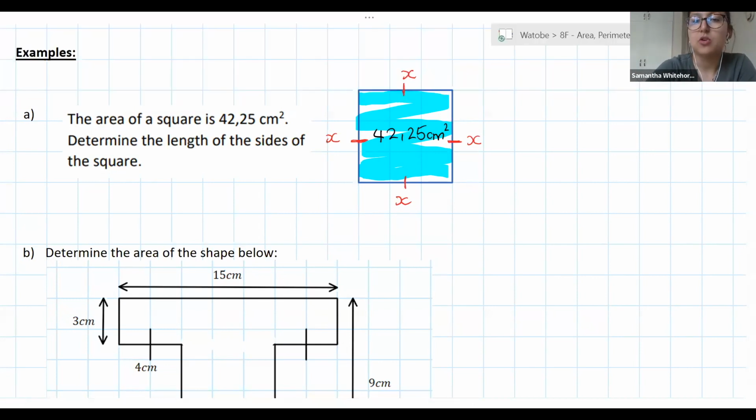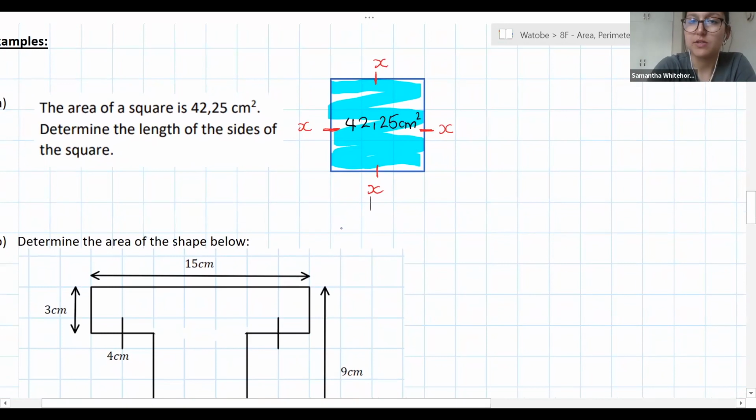And so what that means is we can go back to our formula for the area of a square. So we know that the area of a square is equal to side times side. And we have been given the area. So we have been given that the area is 42,25. And we have said that each of these sides is x. So we've got x times x. And so now this is an equation that we can go and solve, because we've done equations before. So we know that x times x is x squared. So we've got 42,25 is equal to x squared.